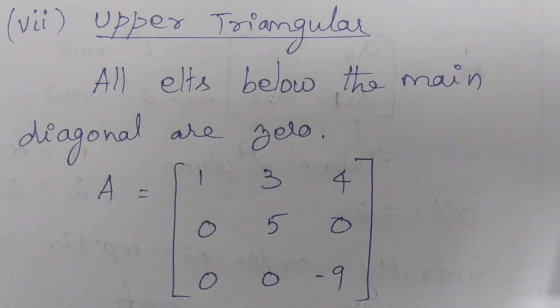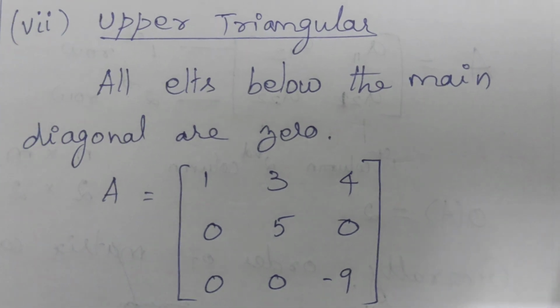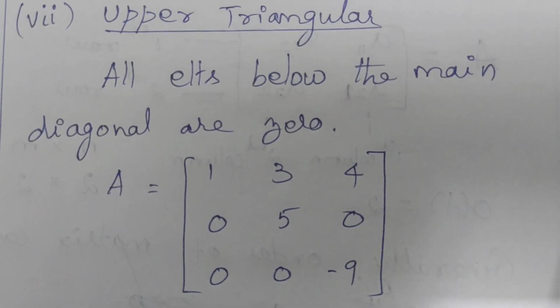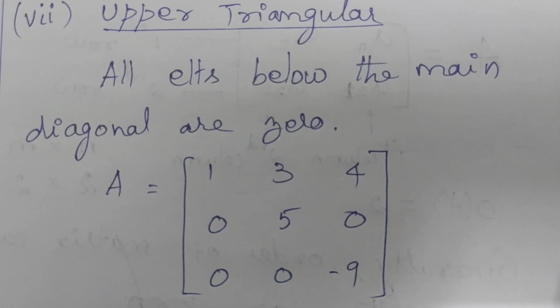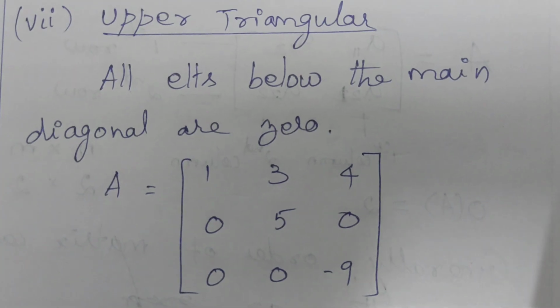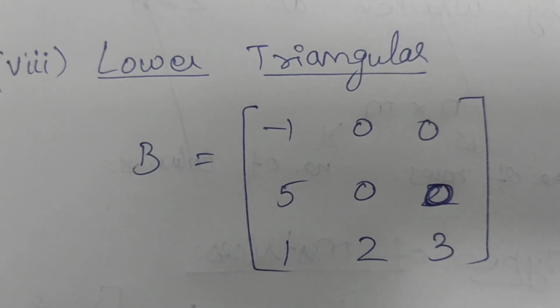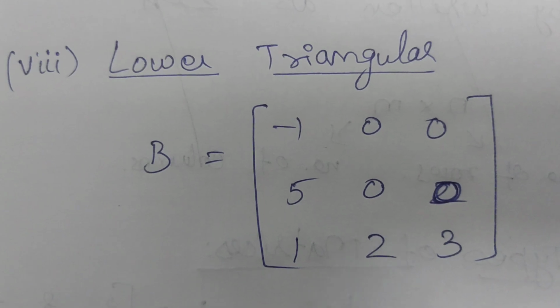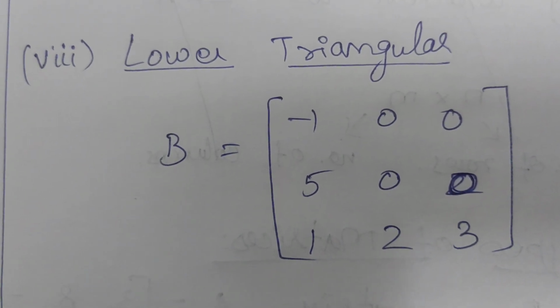Triangular matrix. There are two types of triangular matrix. One is upper triangular. In a square matrix, if all the elements below the main diagonal are 0, it is nothing but upper triangular. Likewise, lower triangular. All elements above the main diagonal are 0. That is nothing but lower triangular.